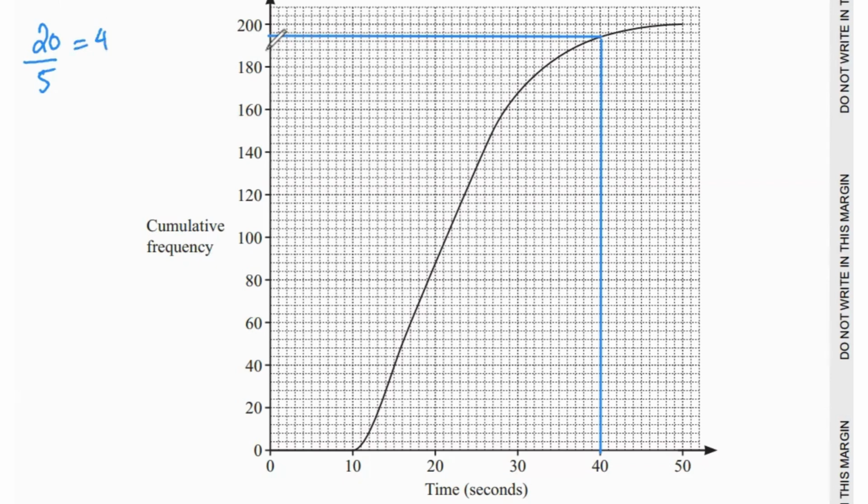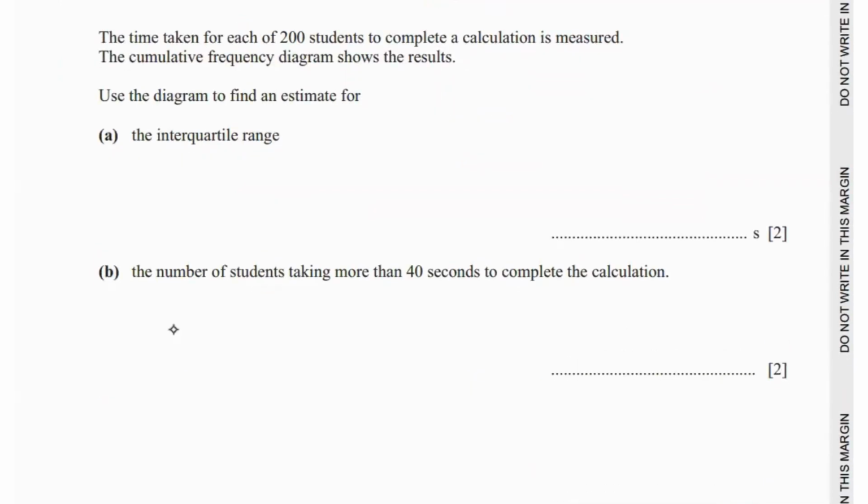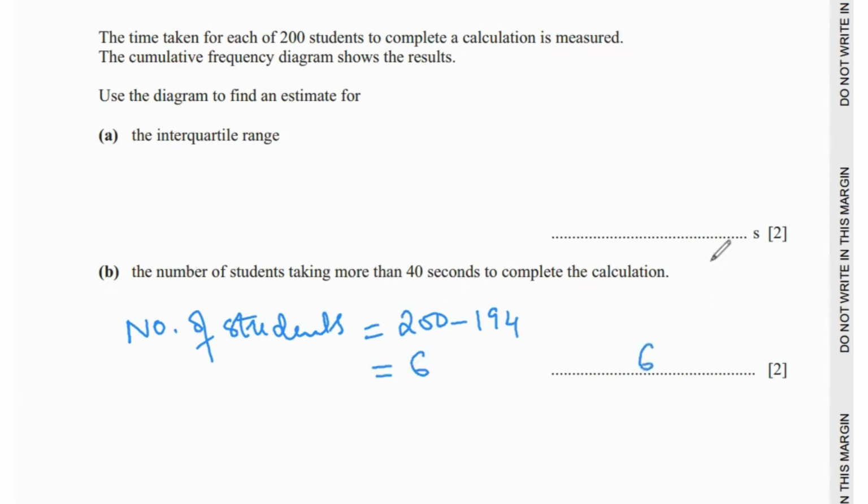That's 184, 188, 192, then 196. So between 192 and 196, that's 194. So the number of students is 194 for this. Now for the number of students taking more than 40 seconds, we subtract 194 from 200. And that's basically 6. So 6 students are taking more than 40 seconds to complete the calculation.